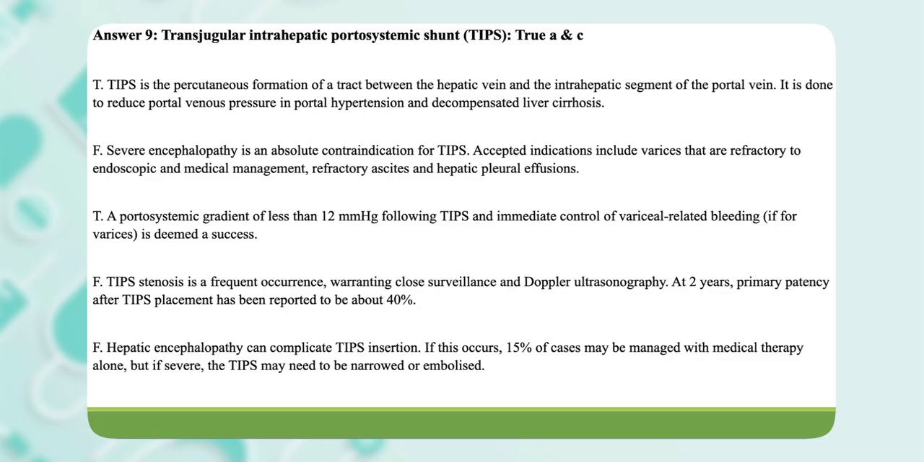A portosystemic gradient of less than 12 mmHg following TIPS gives immediate control of variceal-related bleeding. If varices are there, it has a good success. Stenosis and stent thrombosis can happen. It is not very uncommon, it's a common thing. So after TIPS placement, you have to keep some anticoagulant or maintain INR at around 2, which reduces the chance of thrombosis.